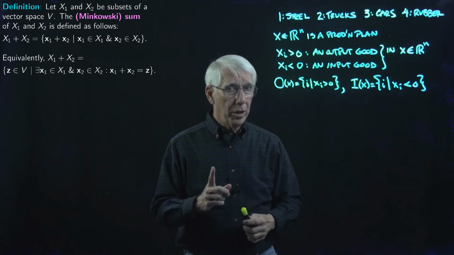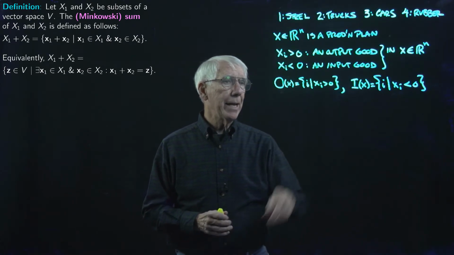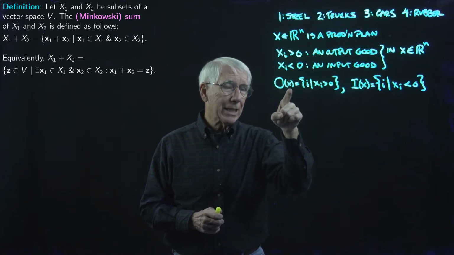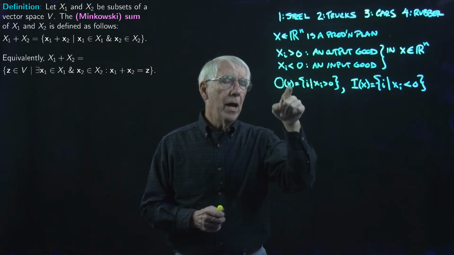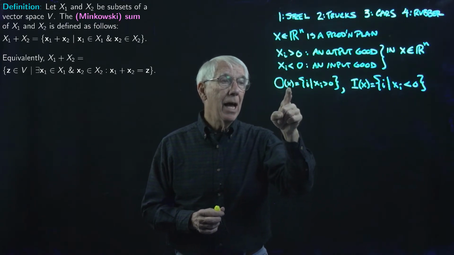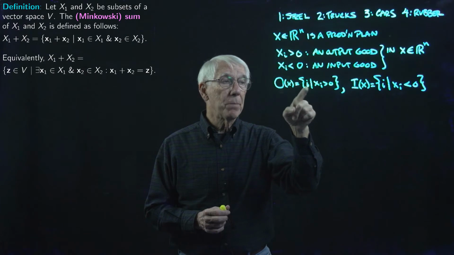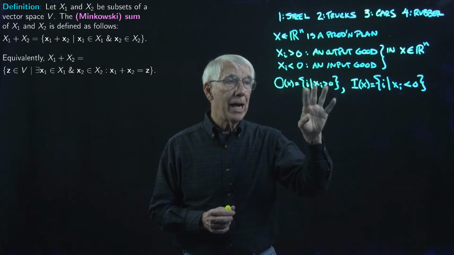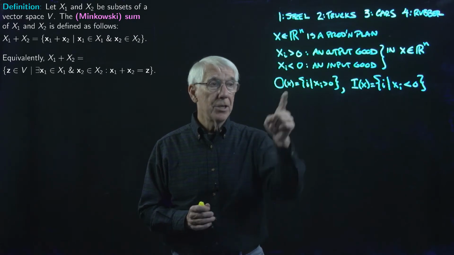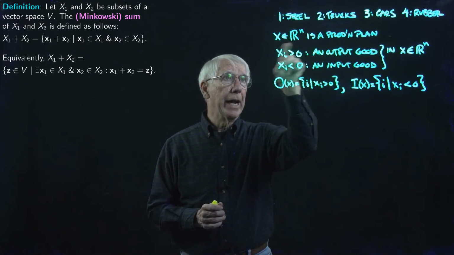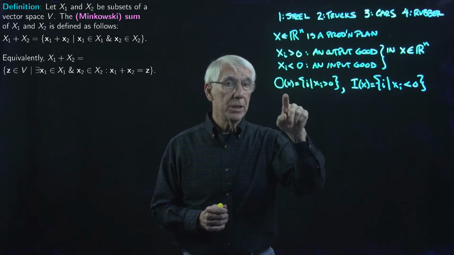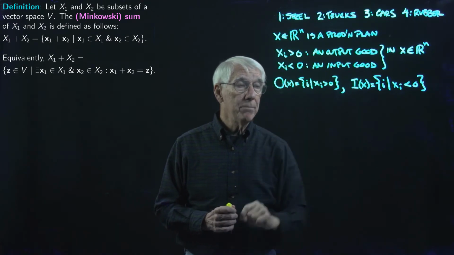And the really important point here to note is that both of these depend on x. So I put in a particular production plan, I can look at which components are positive and negative and know which are the outputs and which are the inputs. I look at some other production plan, some other vector in Rn, and I may have a different set of output goods and a different set of input goods.